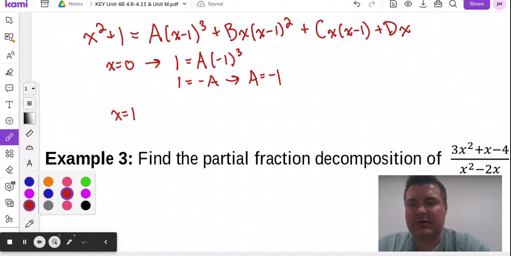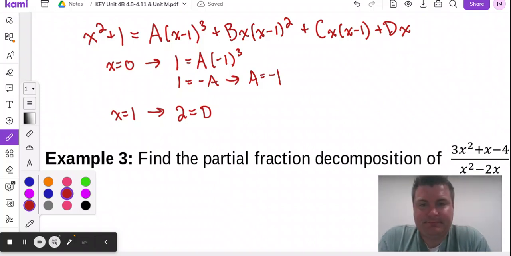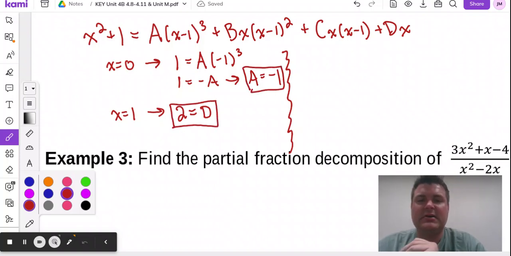So if I choose 1 on the left-hand side there, I'm going to get 1 squared plus 1, which is 2, equals, the a term is x minus 1 all cubed, so the a term is gone. The b term, same thing, gone. The c term's gone. So I'm going to get d, which is pretty straightforward. So I have a, I have d. Okay, so I'm going to put a little squiggle here for the next round of things. So I have this. I have this. This is fantastic. Now, unfortunately, there is no other number to plug in to just cancel everything out.